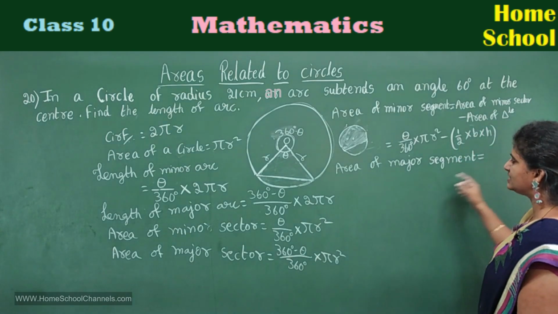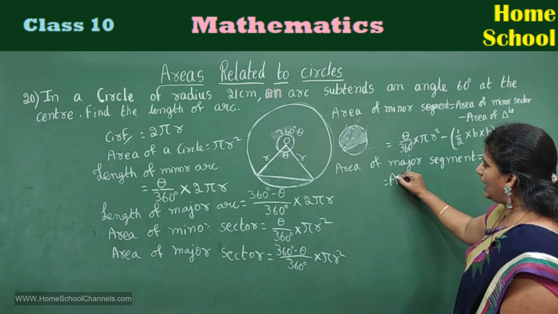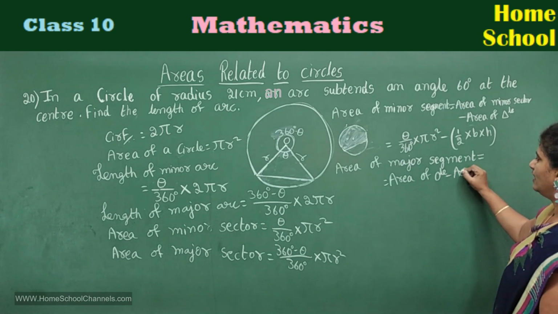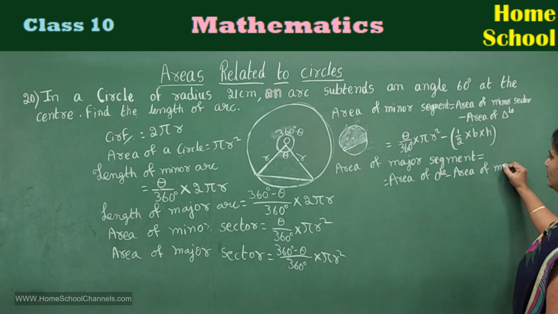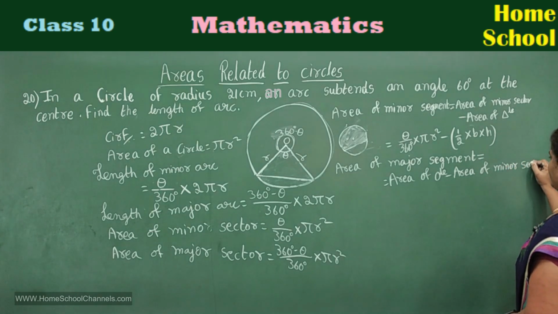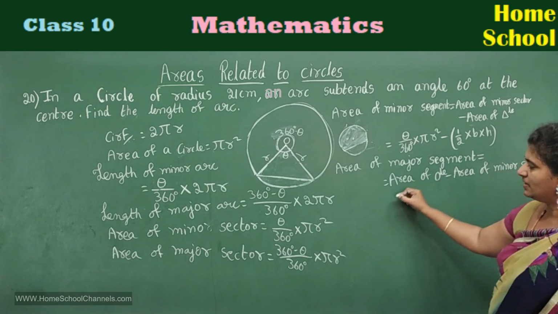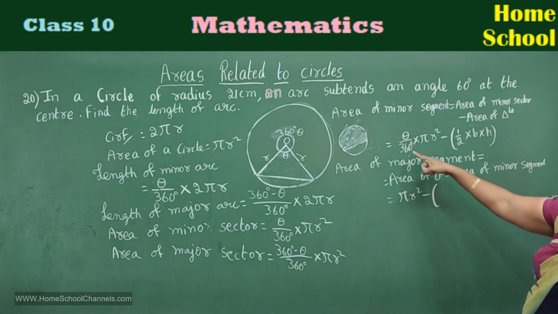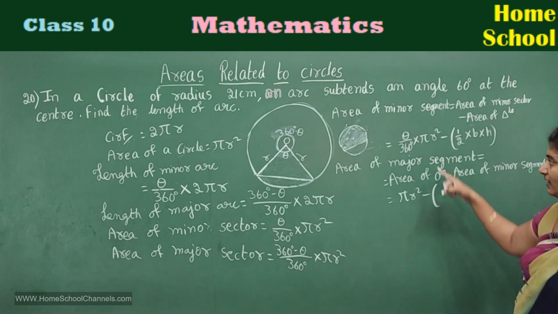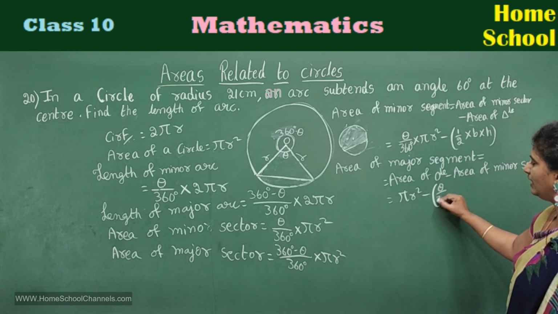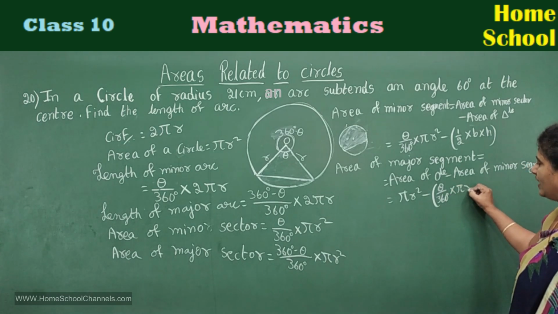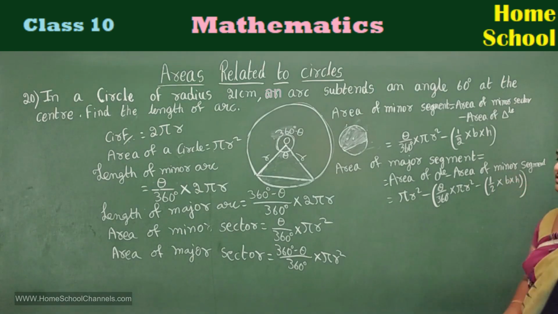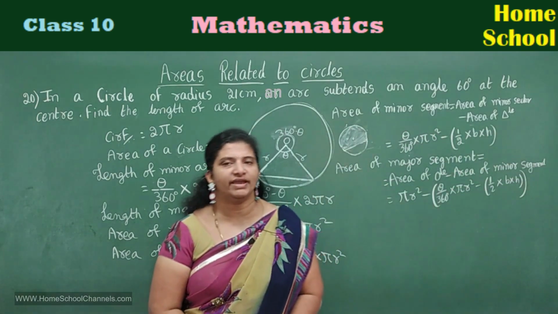Frame here: area of major segment is equal to area of circle minus area of minor segment. What is the area of a circle formula? Pi r square minus, the same thing, write it in brackets again. Area of minor segment is theta by 360 degree into pi r square minus half into base into height, right? This is the formula for finding area of major segment.